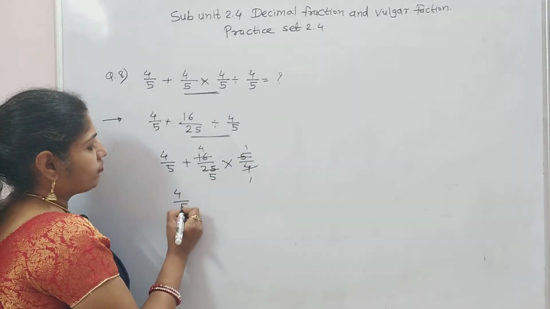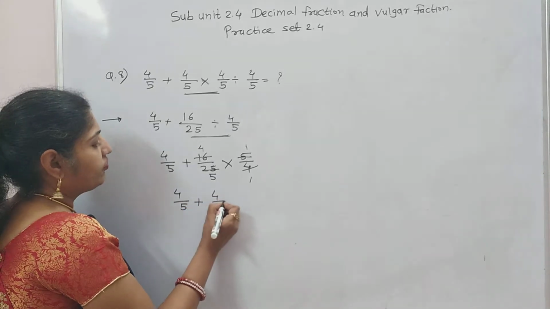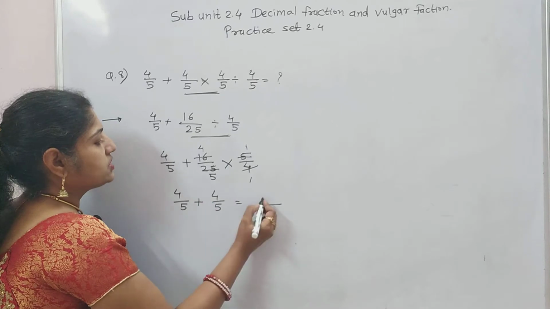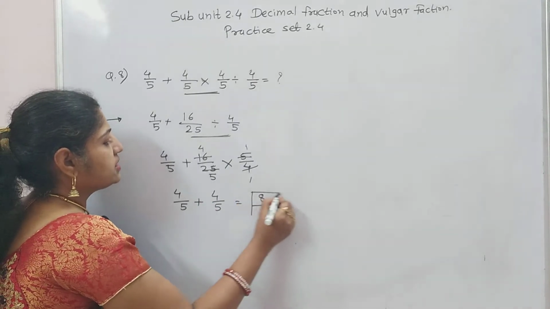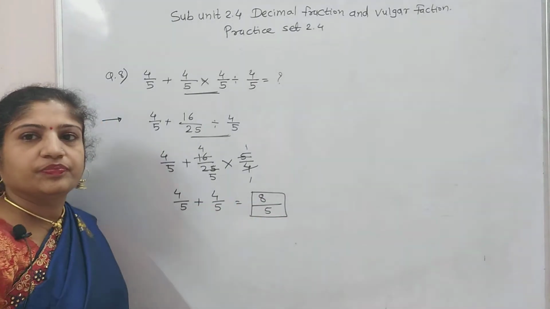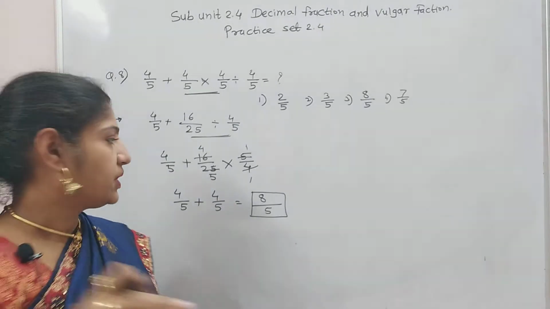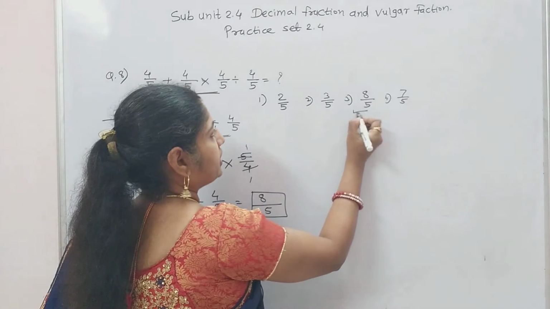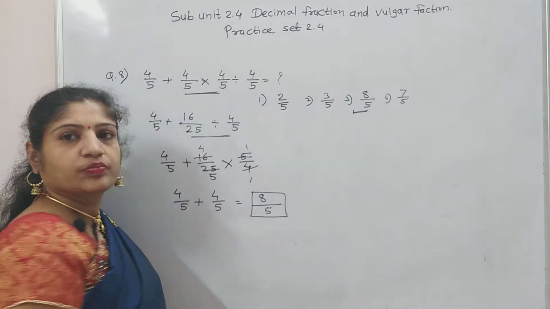Now 4 upon 5 plus 4 upon 5, do the addition. Denominator equal, so 4 plus 4, 8. Our answer is 8 upon 5, the option number 3, 8 upon 5.